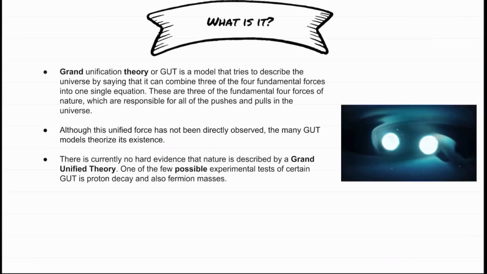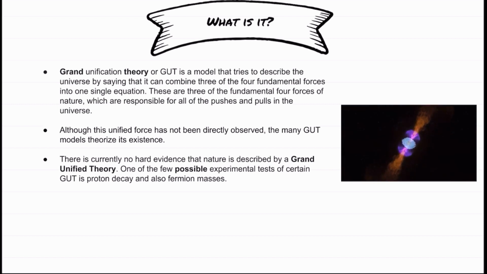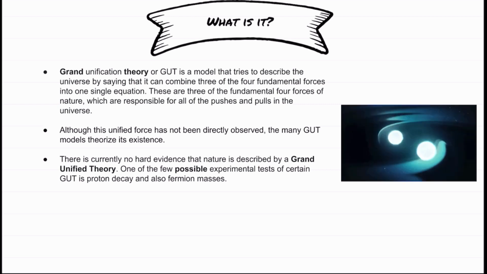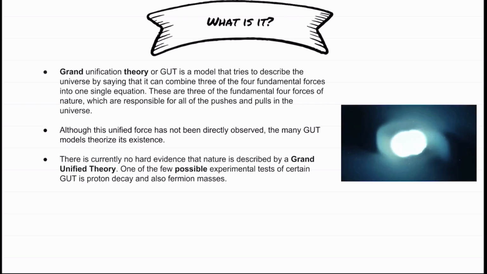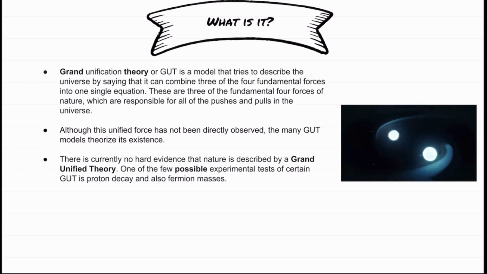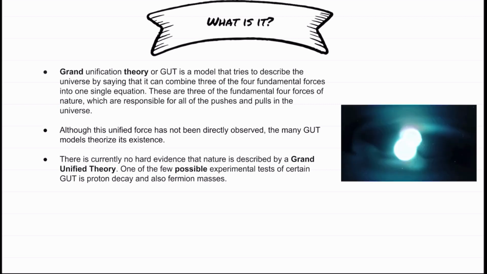Grand unification theory, or GUT, is a model that tries to describe the universe by saying that it can combine three of the four fundamental forces into one single equation. These are three of the four fundamental forces of nature which are responsible for all the pushes and pulls in the universe. The four forces are the strong nuclear force, the weak nuclear force, the electromagnetic force, and the gravitational force. Although this unified force has not been directly observed, many GUT models theorize its existence.